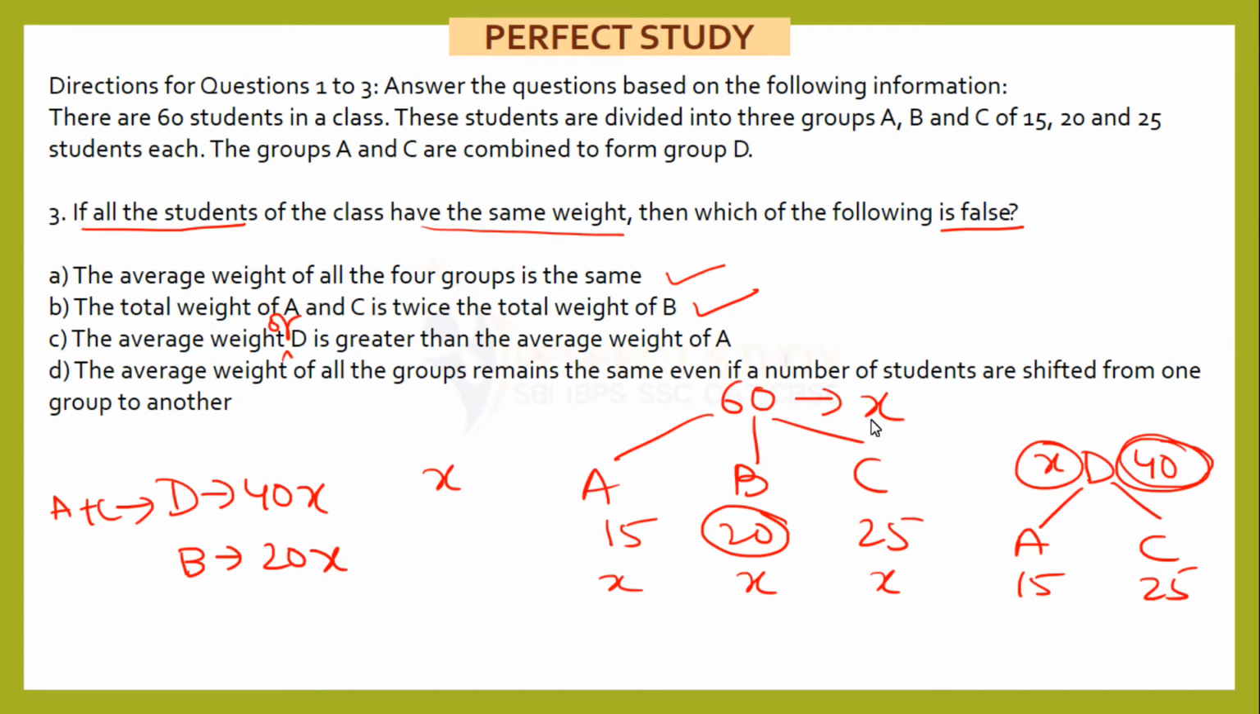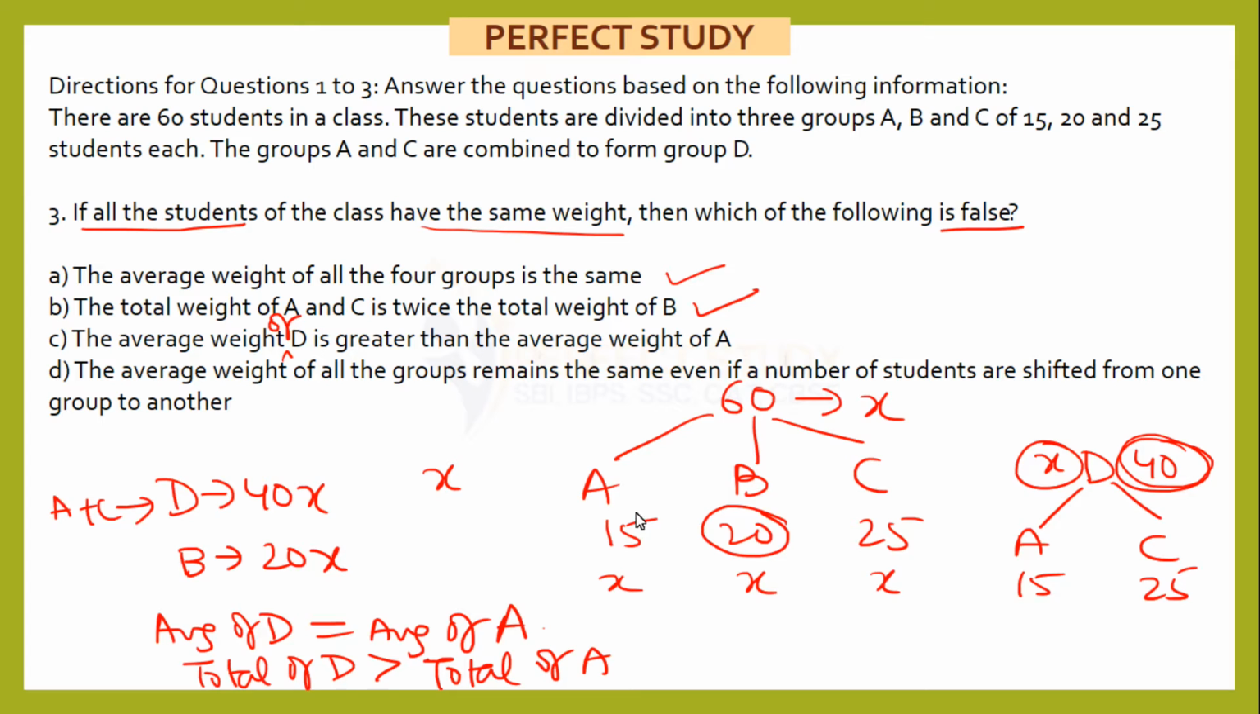What will change is the total. If I take the group of 60 students, its total will be 60X. Group of 40 students, total is 40X, but X remains same. So the average weight of D will not be greater than A. Average of D will be equal to average of A. Average does not change. What will change is the total. What you can say is total of D will be greater than total of A, because A is 15X and D is 40X, but the average X is going to remain same. So this is wrong, but that means actually this is my answer, because I have to find the false option.